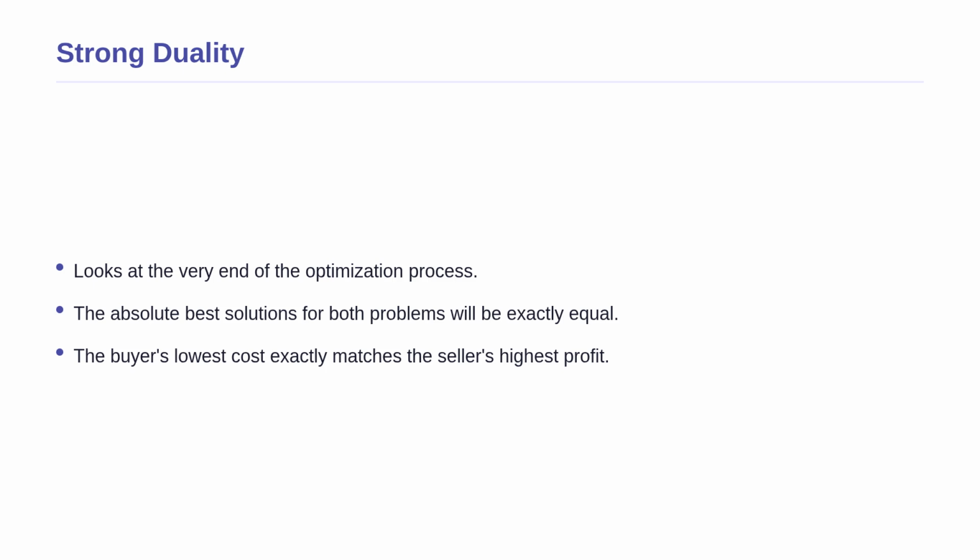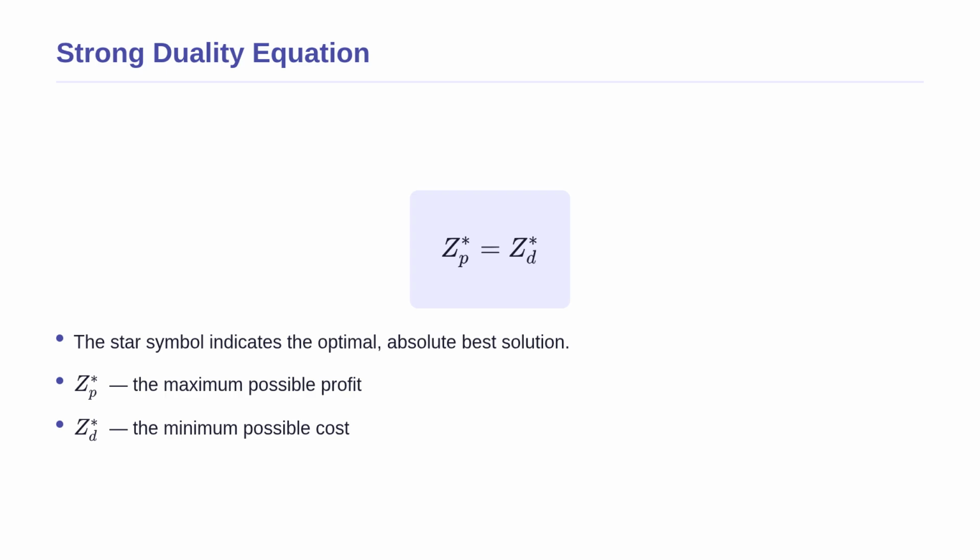If the primal problem has a valid optimal solution, the dual problem is guaranteed to have one too, and their final numbers will match perfectly. Mathematically, strong duality is expressed as Z_P star equals Z_D star. Here, the star symbol indicates that we are looking at the optimal, absolute best solution.